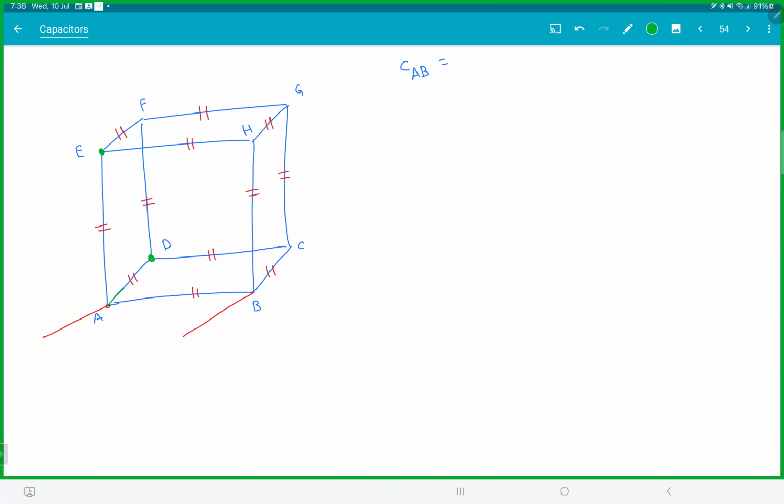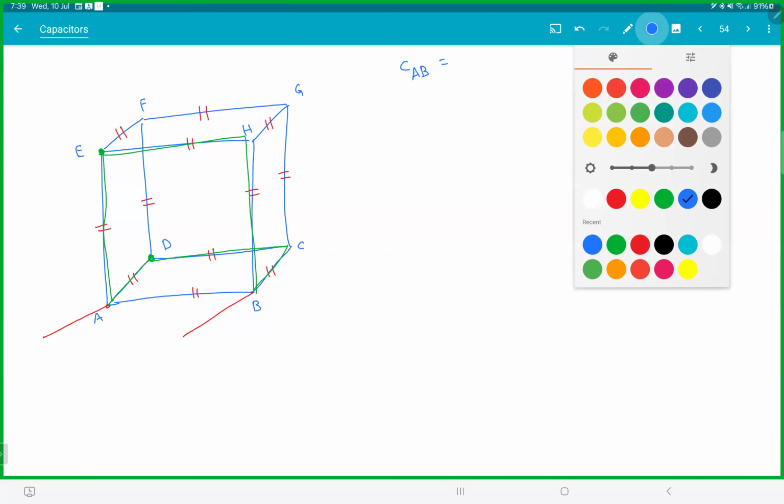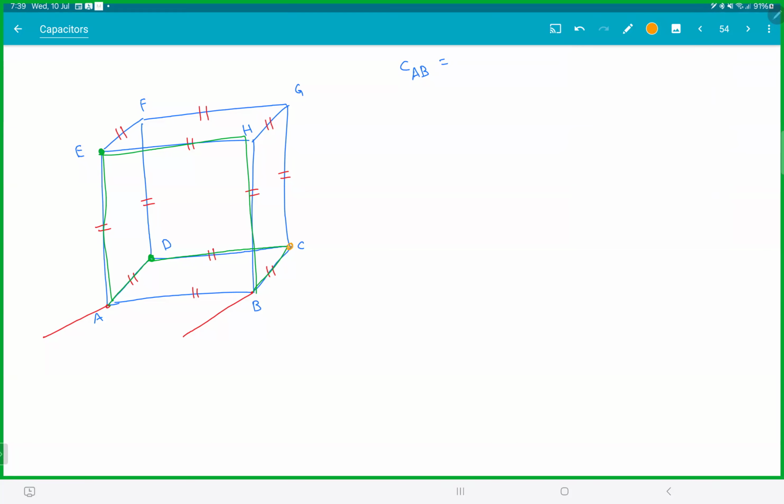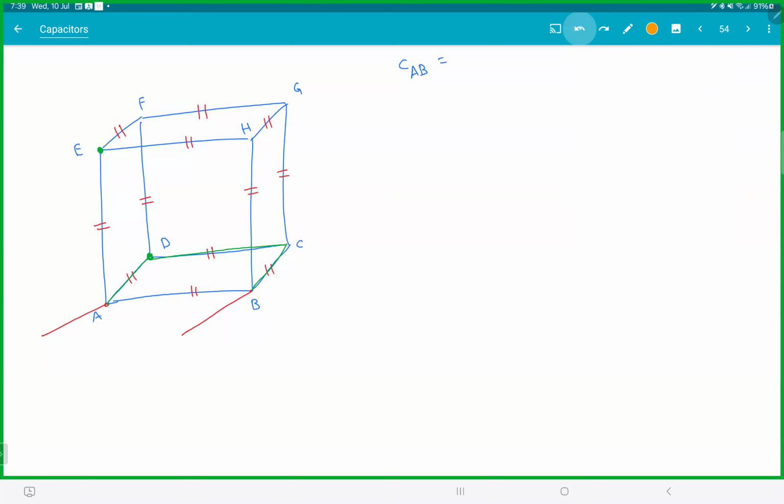See, if you go from D, AD, CB, 3 capacitors. AE, HB, 3 capacitors. They look quite similar. You show me any path through D, I'll show you the same path through E. So we can say D and E are the same. Similarly, by the same argument, you can also say C and H are the same. Just remove that green line. C and H are identical.